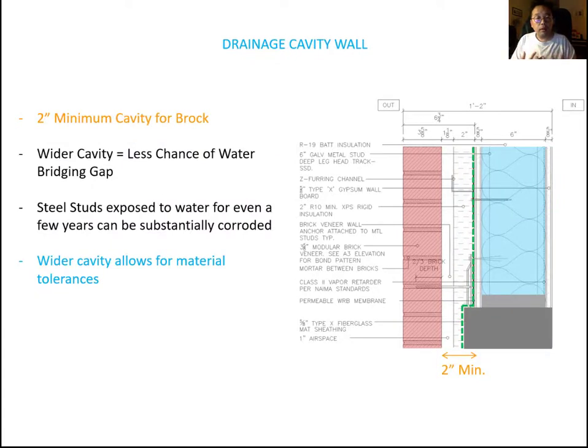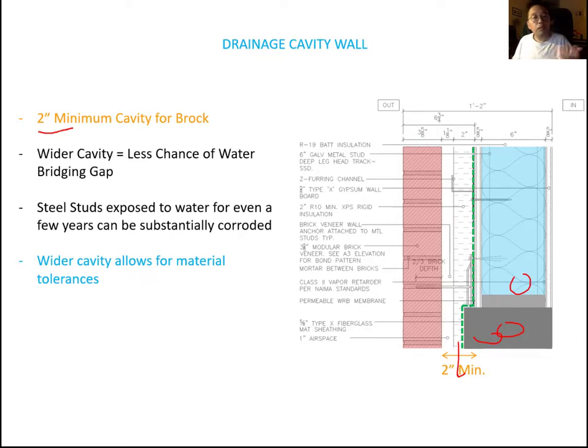So also think about when you're having some concrete wall, and then this is the cladding system. It can be wood framing or metal framing anyway. The same thing: you have a concrete curb and then a concrete wall. It is highly recommended using rigid insulation. Still, we have to provide the cavity and airspace. But you have to remember the cavity space has to be more than 2 inches.